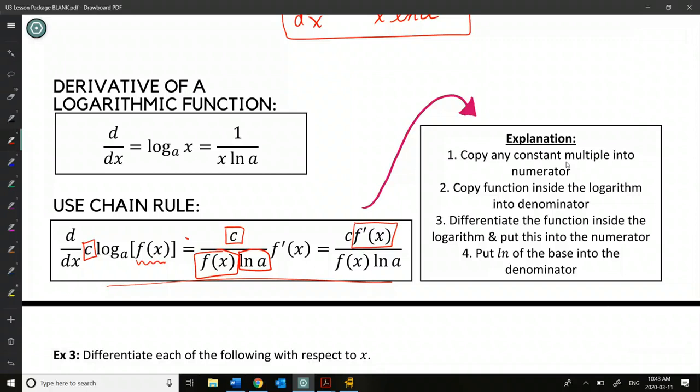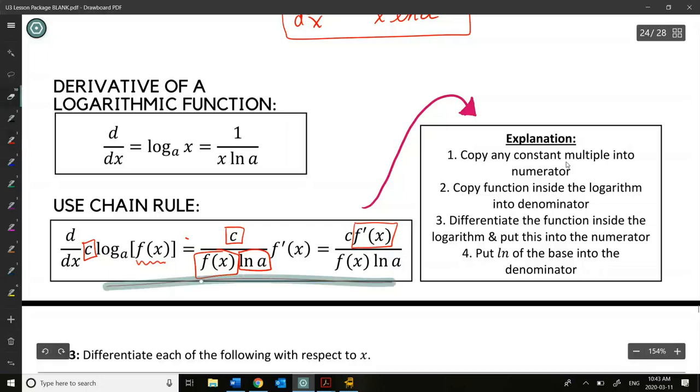That's the shortcut explanation. In English, it's written for you over here. So the constant multiple and the derivative of the function inside the logarithm go into the numerator, over the function inside the logarithm, just as it is, times the ln of the base of the logarithm, okay? We're going to practice it a little bit. I know it seems complex right now, but you'll get the hang of it.